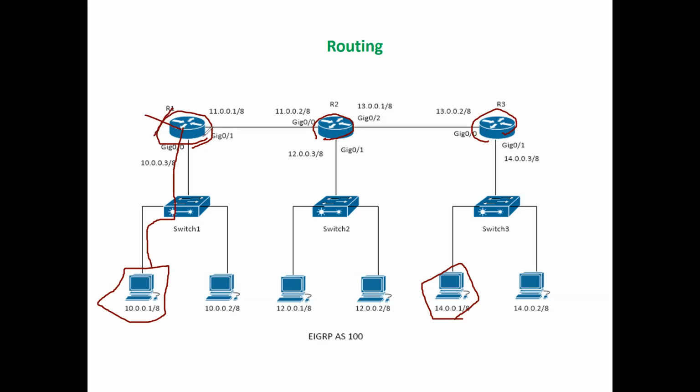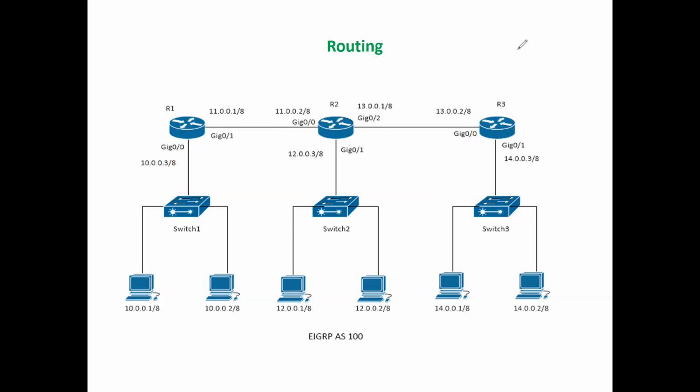Let us assume that this is available, therefore it will forward the data to this router, then it will forward the data to this router, then ultimately it is forwarded to the switch. The switch will check to which computer it needs to be sent. So it will forward the data here. This is how the data is transmitted from one computer to another computer. This is routing.